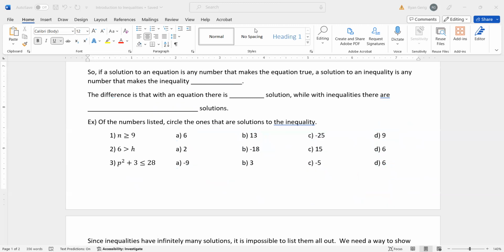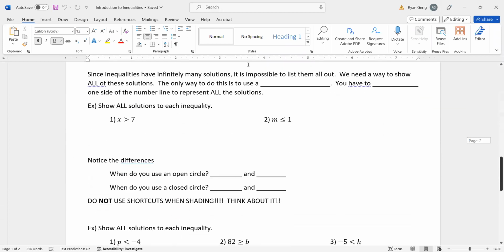All right, let's go to the back. Since inequalities have infinitely many solutions, it is impossible to list them all out. We need a way to show all of these solutions. The only way to do this is to use a graph. You have to shade one side of the number line to represent all the solutions. All right, so show all the solutions to the inequality.